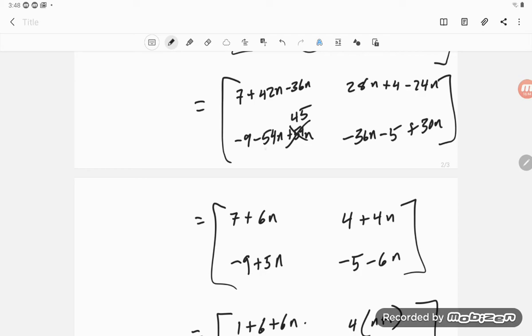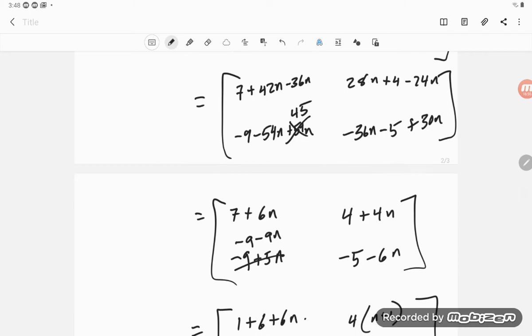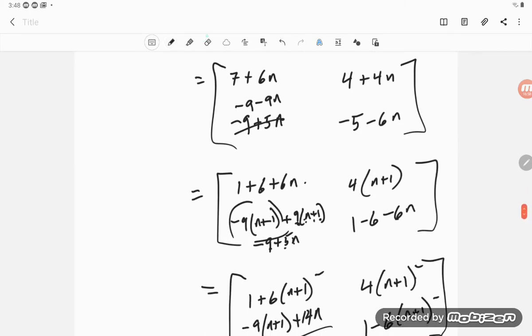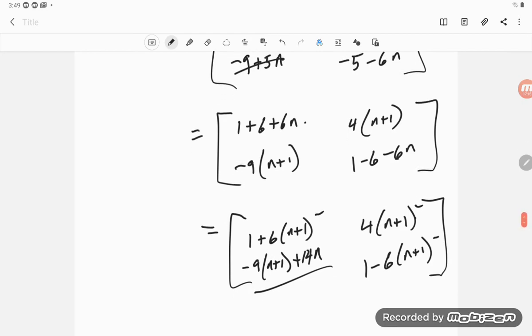If that's 45, I get minus 9n. Yay! Now, I'll just erase this whole thing. And so then I can write that as a minus 9n and an n plus 1, which is what we wanted, so that was good.